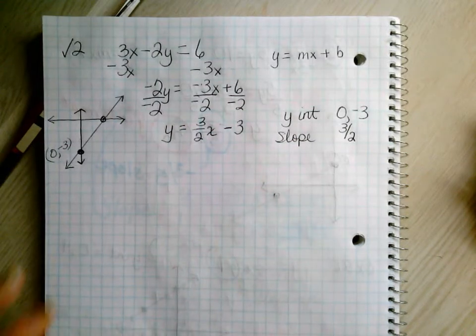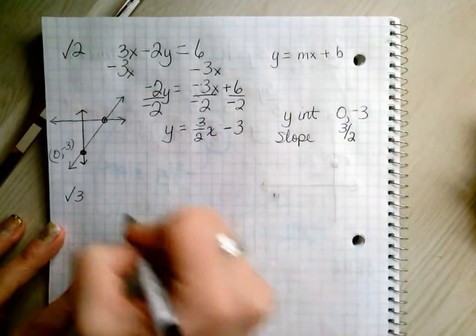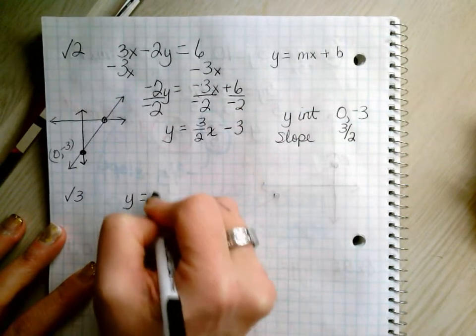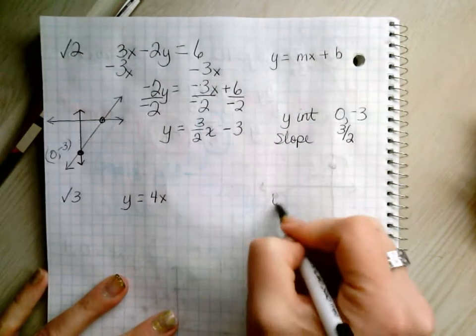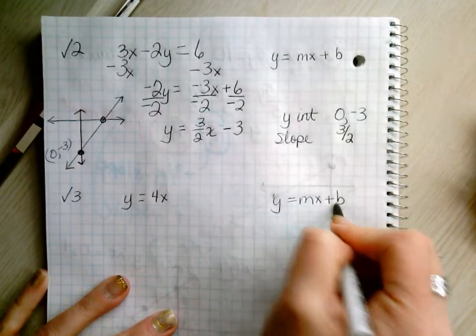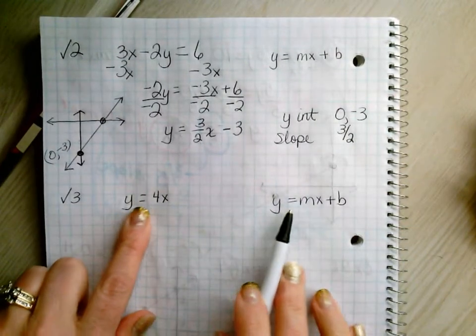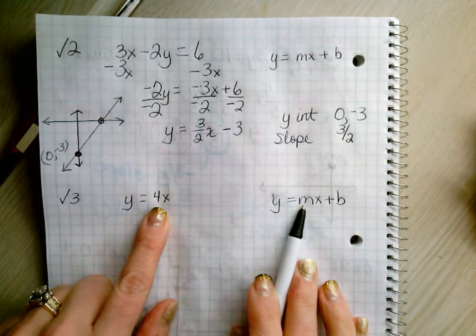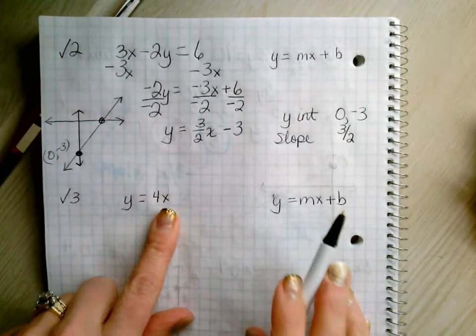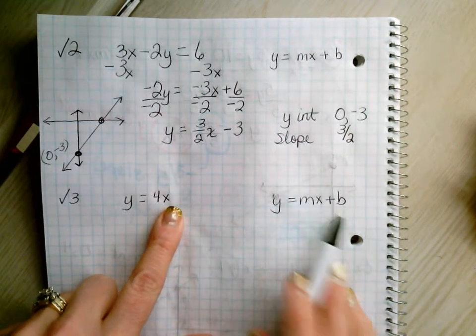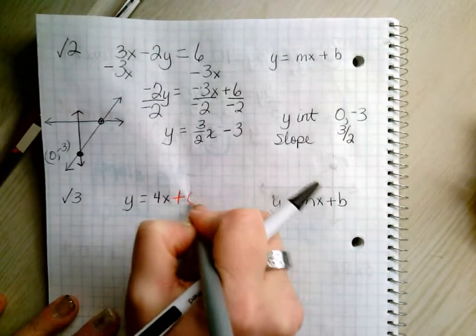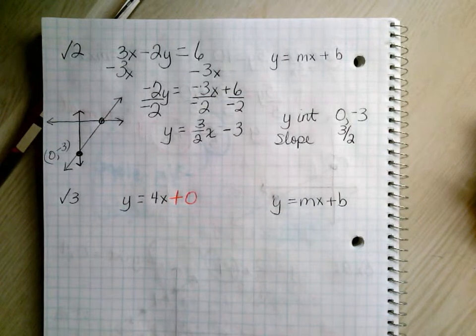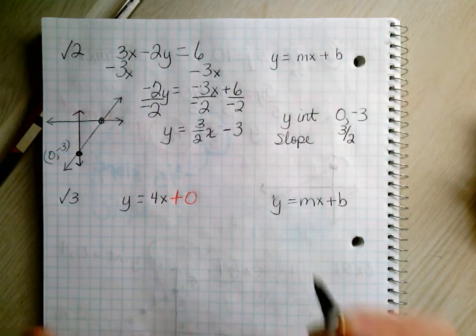Number 3, y equals 4x. Okay, got to get it into y equals mx plus b form. Y equals some kind of x. Bingo. The y-intercept is located at the origin. Whenever you get yourself into a position where you end up with y equals something x, your y-intercept is at the origin.